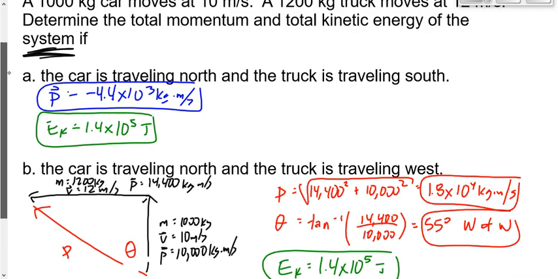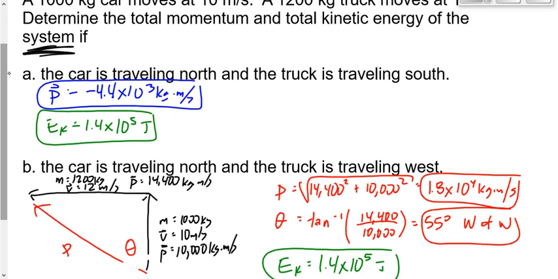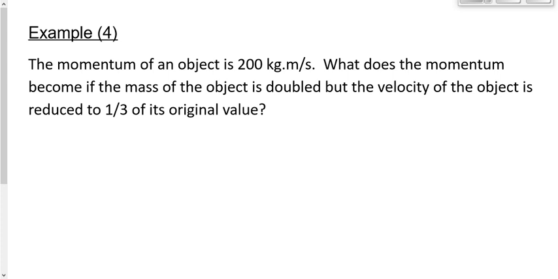I want to do one more example here, which is quite a bit different actually than question number 3. The next example that I want to do is number 4. It's on the bottom of your handout that you got yesterday. It says the momentum of an object is 200 kilograms meters per second. What does the momentum become if the mass is doubled, but the velocity is reduced to 1/3 of its original value?